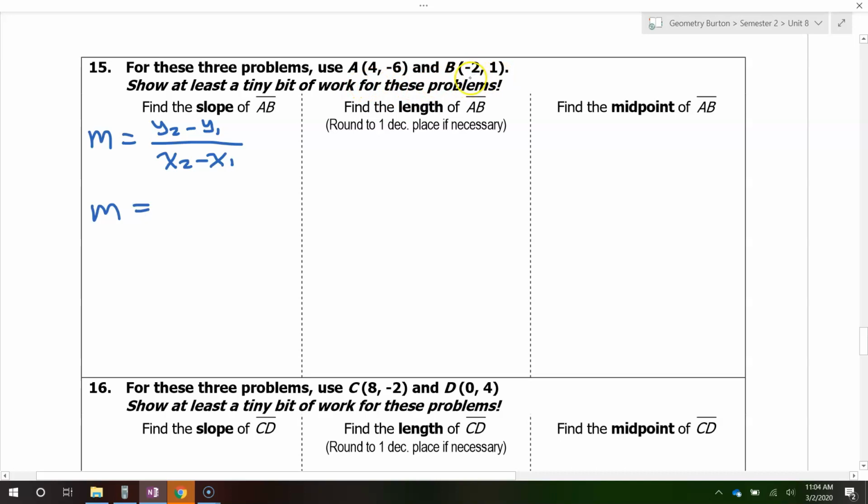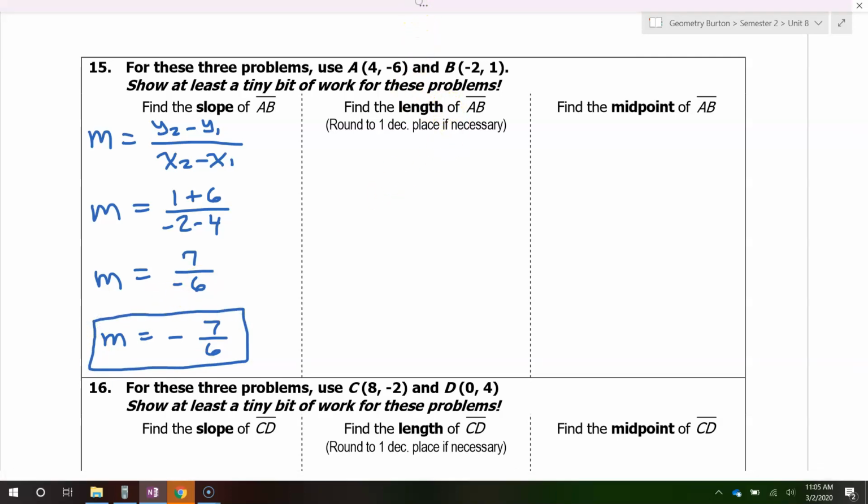So looking at A and B here, y minus y would be 1 minus negative 6. Do you hear the minus negative though? 1 minus negative 6. When you subtract a negative, you add, so it'll be 1 plus 6. And then in the denominator, it will be negative 2 minus 4. So that is going to give us 7 over negative 6, also known as negative 7/6. So that is the slope.